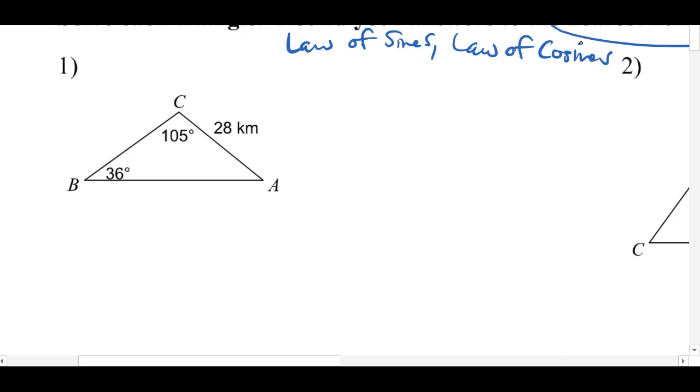Okay, so first let's try to set up law of sines. In order to do that, I need a pair of an angle and an opposite side, and I have one, so I can set that up. Now again, be careful on how you set it up, because you can put the side on the top of the ratio, or you can put the angle on the top. In this case, we're going to look for a side. We're going to look for side C. So we're going to put the side on the top, side C, and then the angle opposite that is 105.